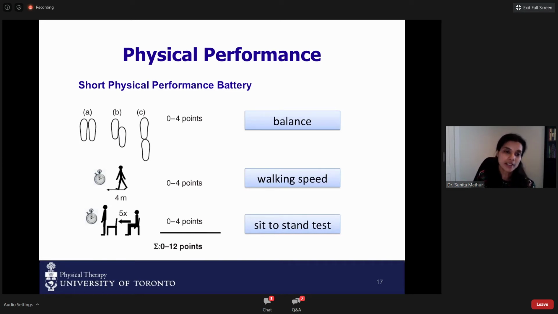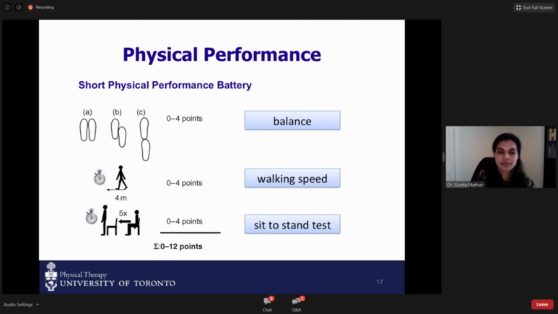You also do a walking speed test where you're asked to walk 4 meters and the gait speed is tested. Again, if you fall at a certain level for gait speed, you receive your 4 points. And then the final component is a sit to stand test. So again, a time test where you're asked to rise from a chair 5 times as fast as you can. And based on that time, you're awarded a certain number of points. So the maximum score on this test is 12. People that rate lower will get less score.